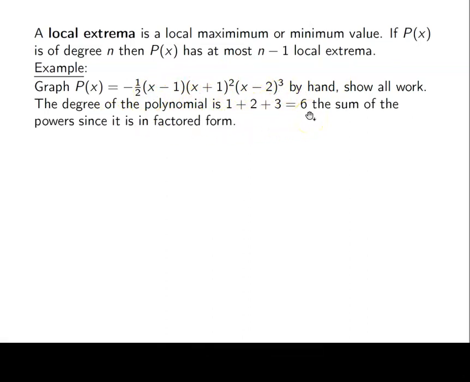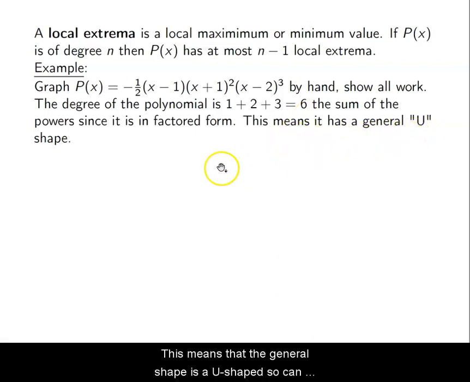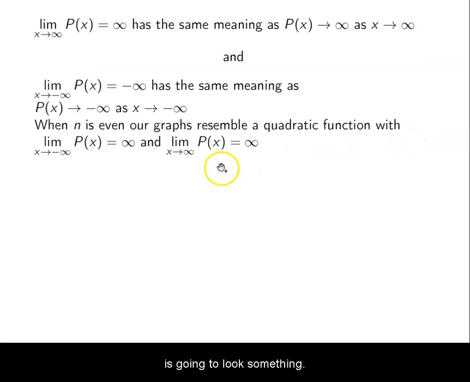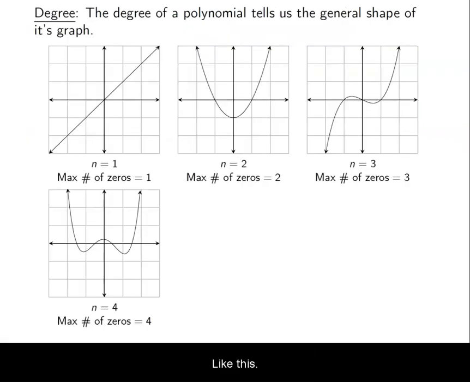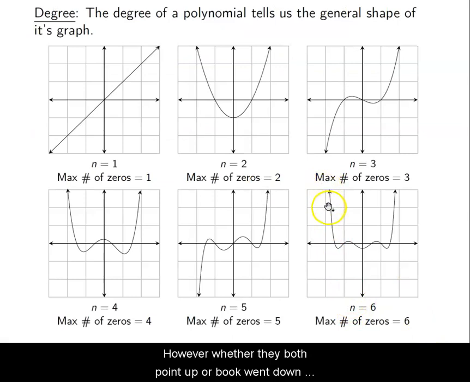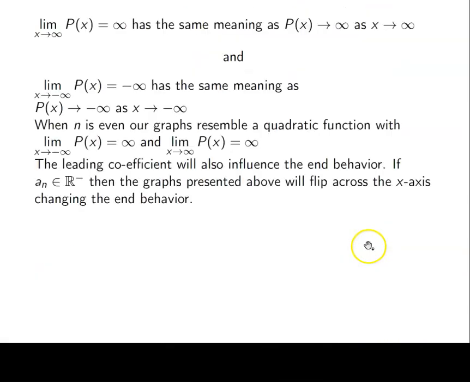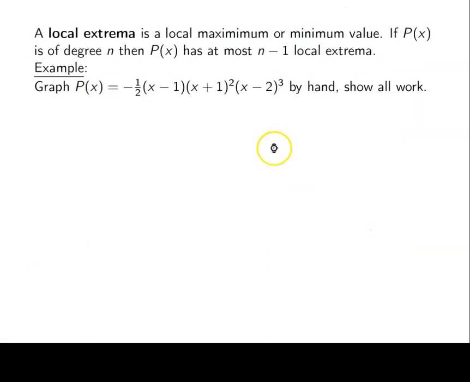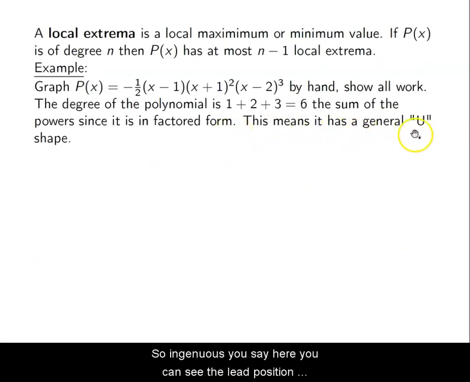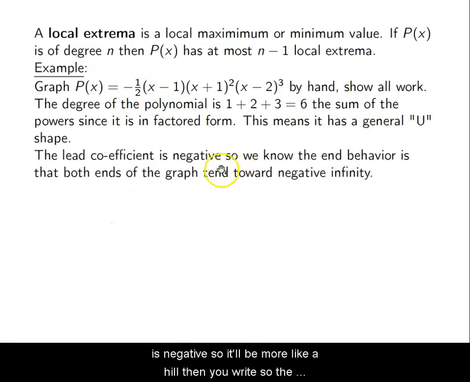Okay, so this means that the general shape is a U shape. So again, it's going to look something like this. However, whether they both point up or both point down depends on the lead coefficient. And then the number of squiggles that are actually in the middle really depends on what the factors look like, right? So again, this is the max number of zeros that we'll see here. So in general, it's a U shape. Here you can see the lead coefficient is negative. So it'll be more like a hill than a U.